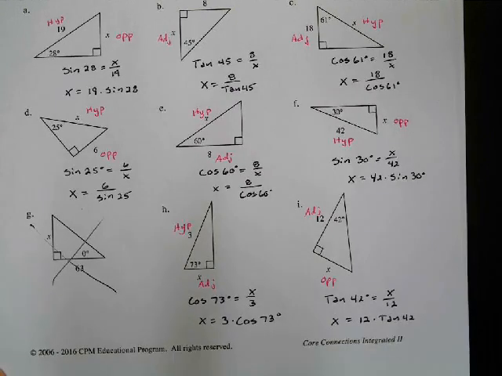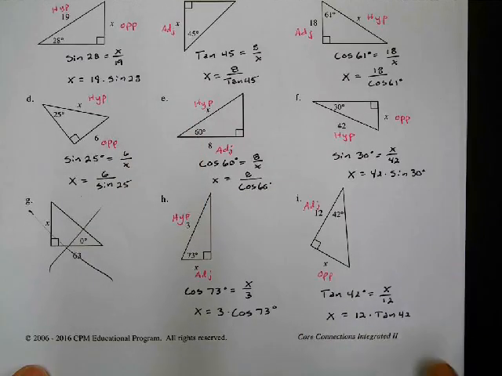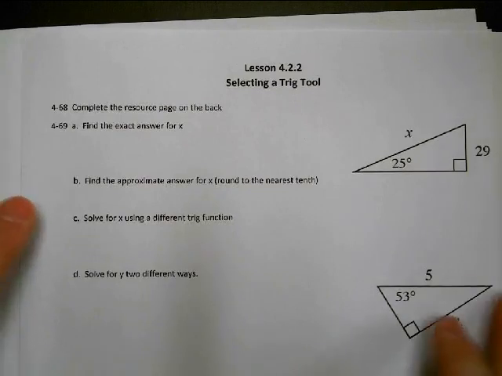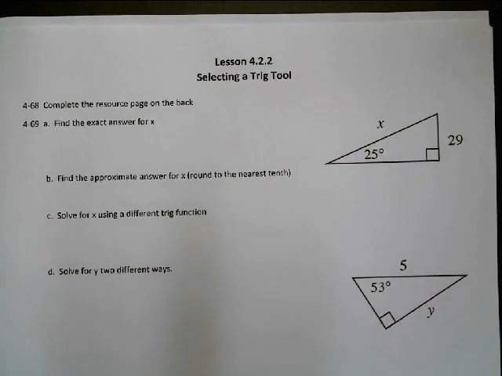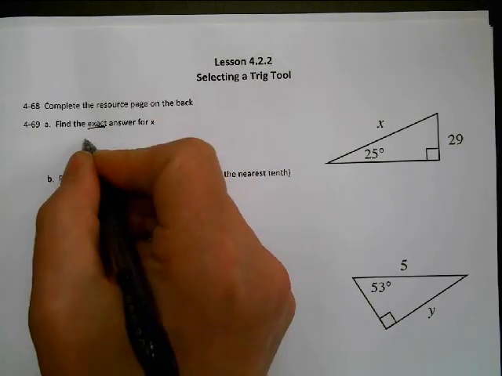Sweet, we have done the back page. You can use your calculators to figure out what these are, rounded to the nearest tenth or whatever. I'm just not going to waste the time and move on. All right, back to the front page. So we have done 4-68. We have completed that resource page on the back. Find the exact answer for x. Ooh, exact. What does it mean by exact? Well, exact means no rounding.